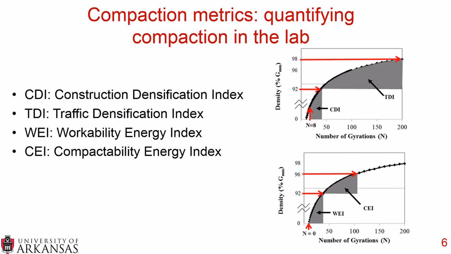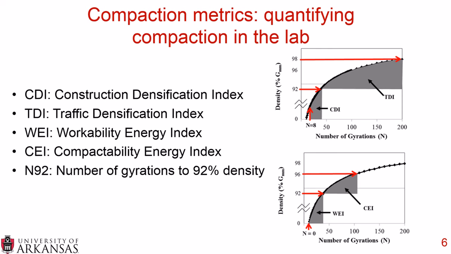Two more that have been examined are the WEI, the Workability Energy Index, and the CEI, the Compactability Energy Index. And the WEI, you can see, is the area from 0 gyrations to 92% density, and the CEI is from 92% density to our design, 96% density, the area under the curve above 92% density. So these are just two different ways to quantify it.